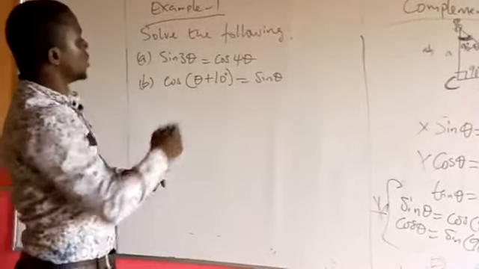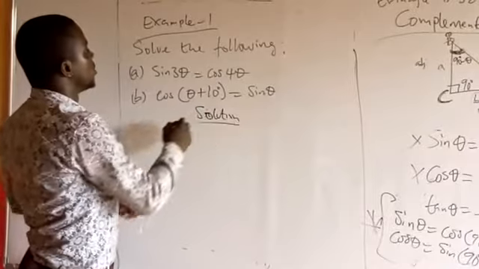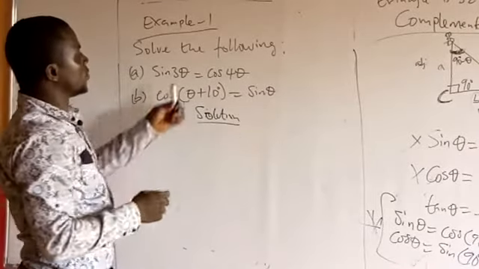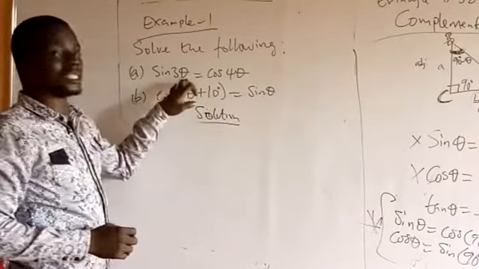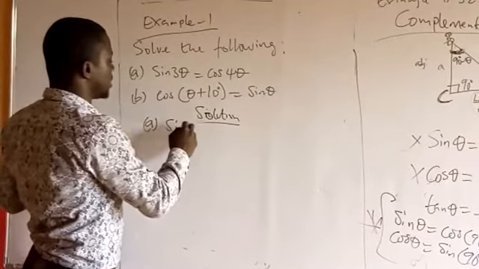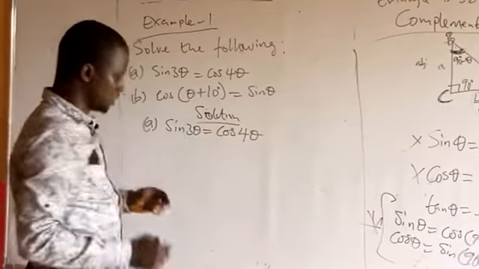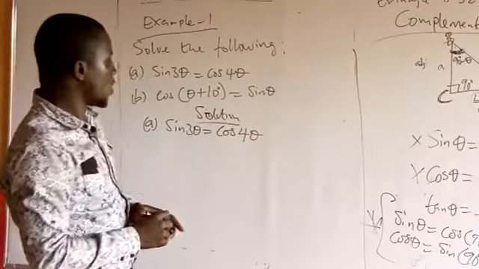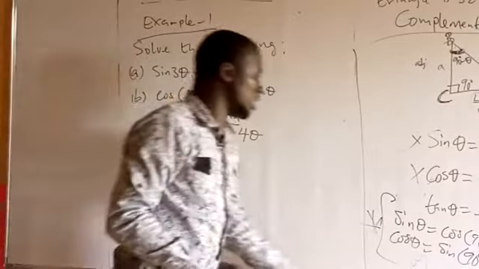So the first question is: solve the following. It means we are calculating for the value of what? The unknown, which is theta. So quickly write sine 3 theta equals cos 4 theta.